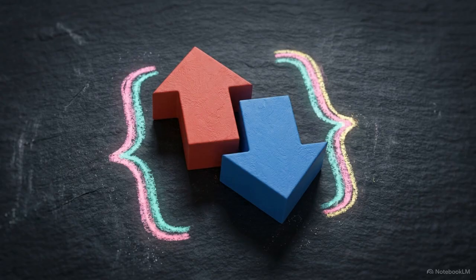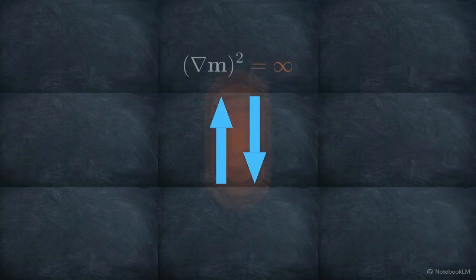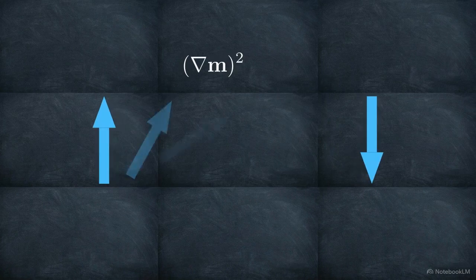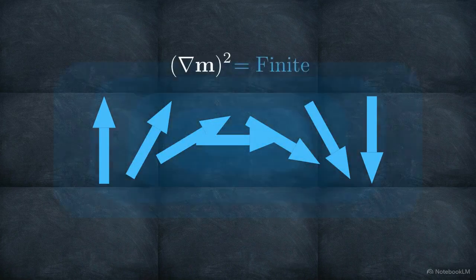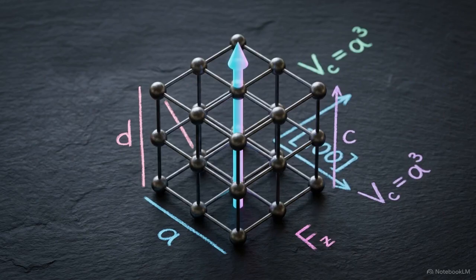The boundary where these 2 domains meet is called the domain wall. Because the exchange energy relies on the gradient squared, an instantaneous 180-degree flip between adjacent atoms would cause the exchange penalty to spike to infinity. Instead, the rotation must happen gradually across a finite width. This introduces the third mathematical term, magnetocrystalline anisotropy.